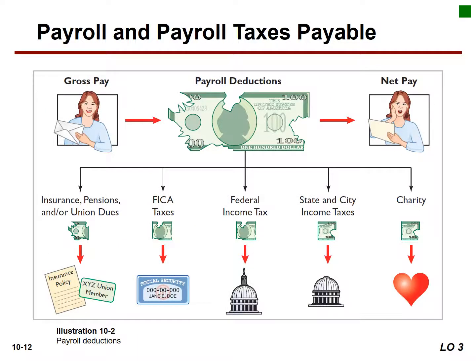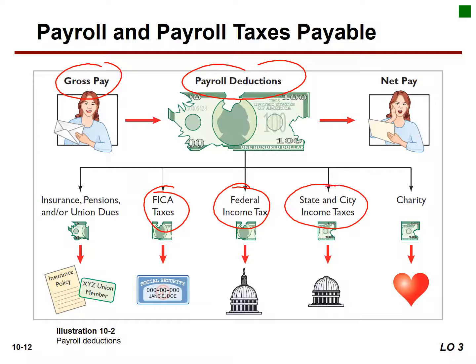Actually, this slide just shows a review. Remember we had our gross pay, which is what the employee has earned. We subtract all of our different payroll deductions, our mandatory deductions, our FICA taxes and federal income tax and state and city income taxes if there are any. And we also deduct these voluntary deductions to come up with what the net pay was.